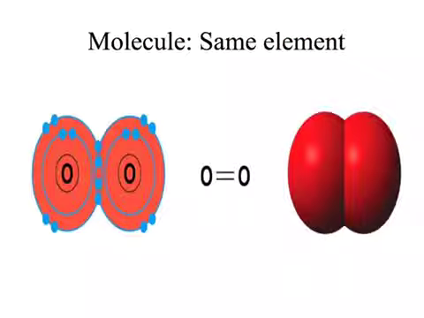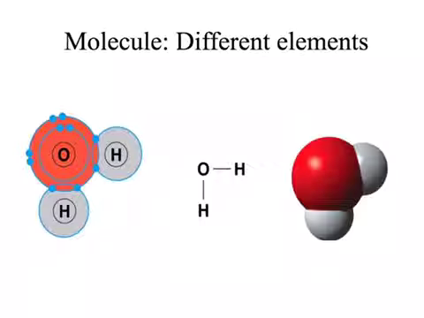Now, we're going to be talking a lot about molecules in this unit. And molecules are two or more atoms bonded together. Now, we can have molecules that have the same element, like in oxygen. This is the oxygen that we breathe, O2. Or we have molecules of different elements. And this one should be very, very familiar to you. This is H2O. We have our two H's right here and our O.